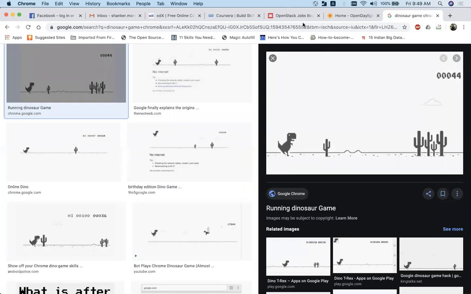So one is your environment. So this is your environment. And one is your objective. So what is your objective? Your objective is to increase this score, right? And what is the environment? This environment, this guy is the agent. So this dinosaur is the agent. And these are your obstacles. Forget about obstacles, it could be anything.